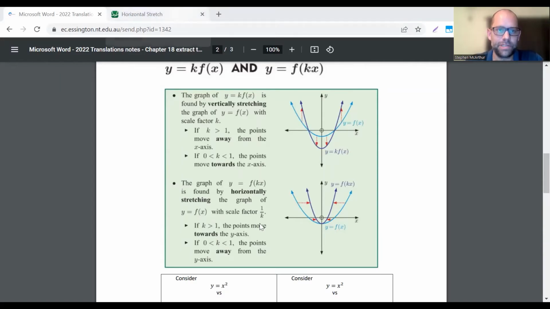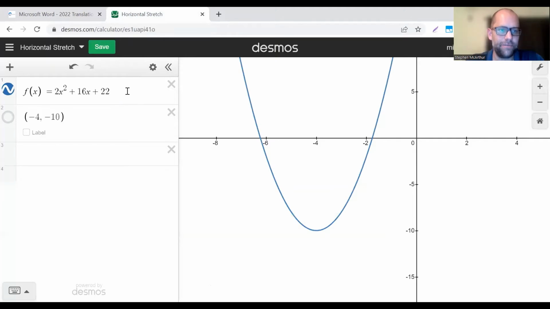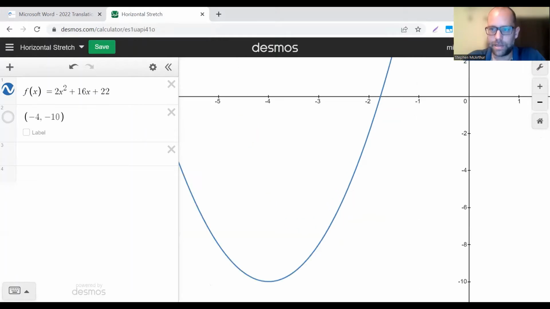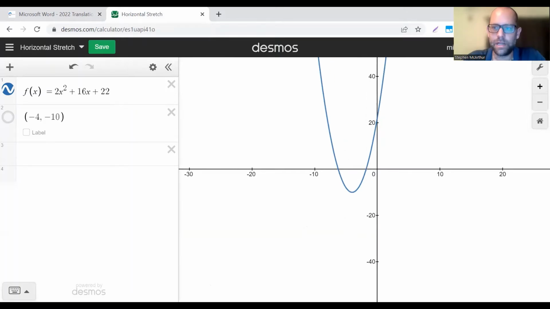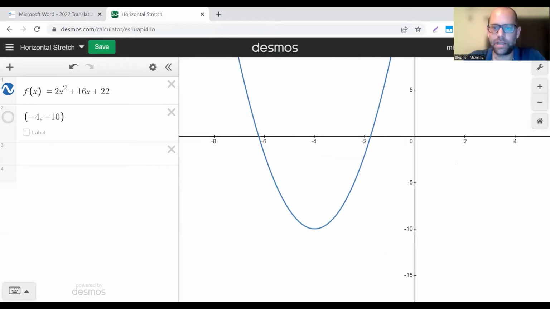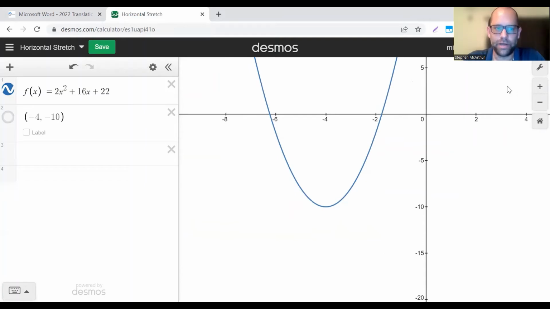So I've got one set up here. I want to do f of x equal to 2x squared plus 16x plus 22. This is what it is. I've changed the scale a little bit to make it nice to look at, but it'll be easy to identify if we're getting closer or further away from the y-axis. I might as well label it now. This is my turning point.